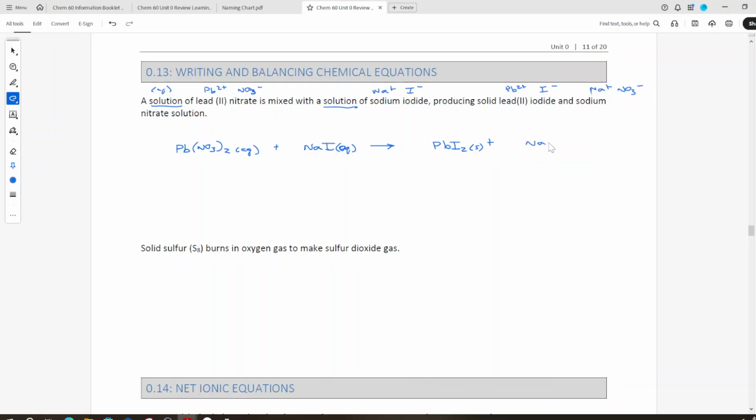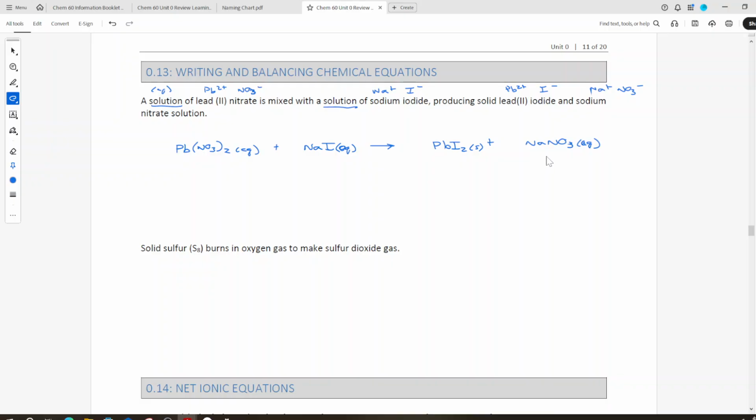You get NaNO3. Again, it's a solution, so I'm going to put aqueous. Then you want to make sure you balance. So starting with my leads, I have 1 lead on the left, I have 1 lead on the right, I have 1 sodium on the left, I have 1 sodium on the right. So I started with my metals.